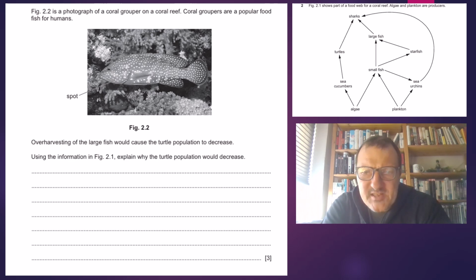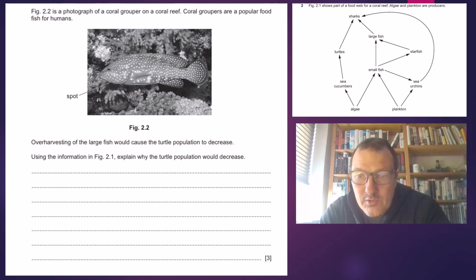Here's another example of a question that is easy, but there is one very important piece of information that I saw some students forget when we did a trial run of this one. So they show a coral grouper on a coral reef, and they say these are a popular food fish for humans. Overharvesting of the large fish would cause the turtle population to decrease. Use the information in figure 2.1 to explain why the turtle population would decrease.